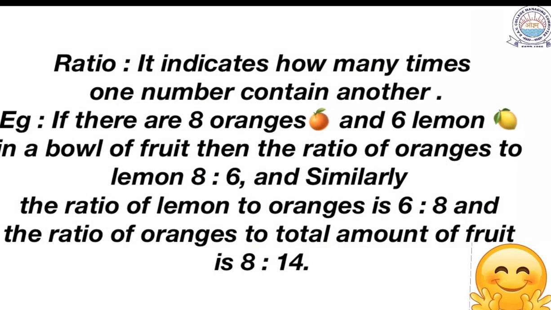Ratio. It indicates how many times one number contains another. Example, if there are 8 oranges and 6 lemons in a bowl of fruit, then the ratio of oranges to lemons is 8:6. And similarly, the ratio of lemons to oranges is 6:8. And the ratio of oranges to the total amount of fruit is 8:14. Got it, question man? Yes, sir, I got it. Very good.